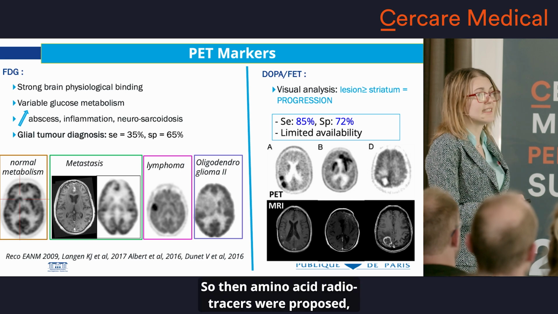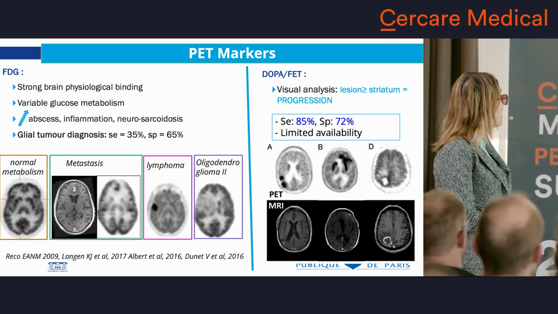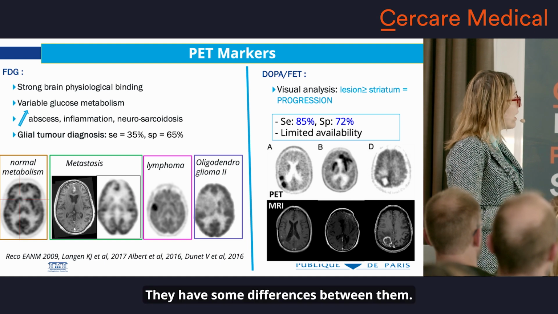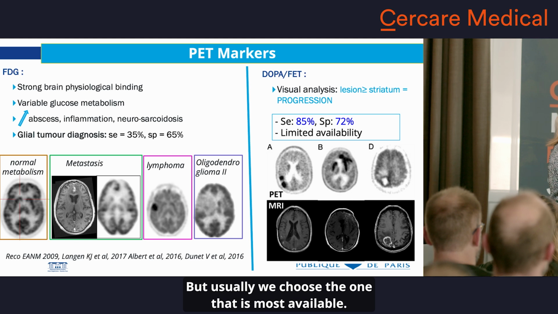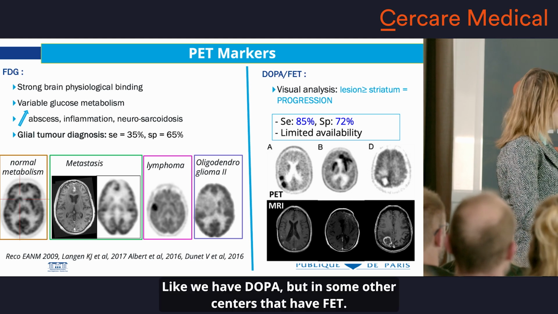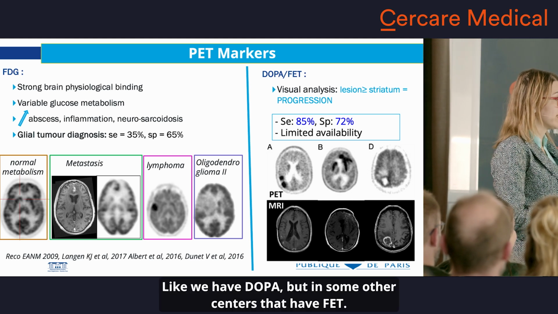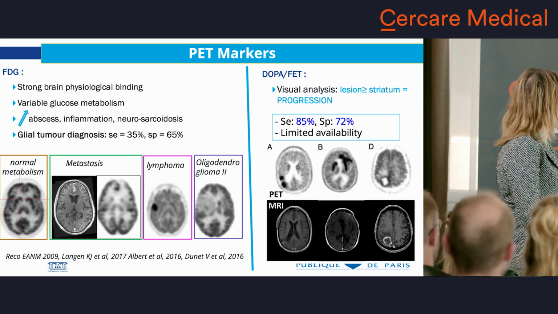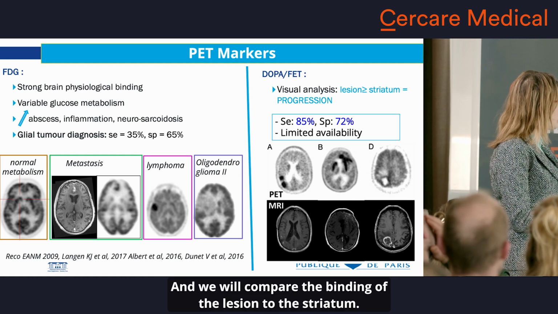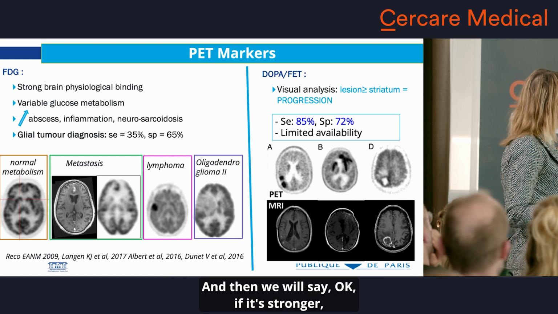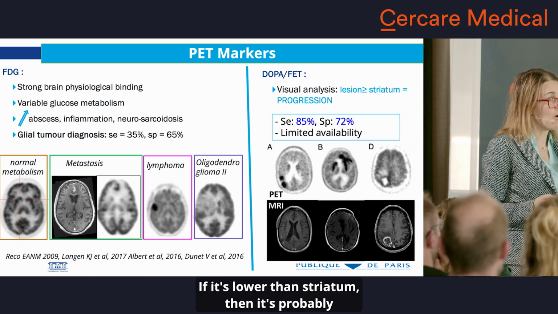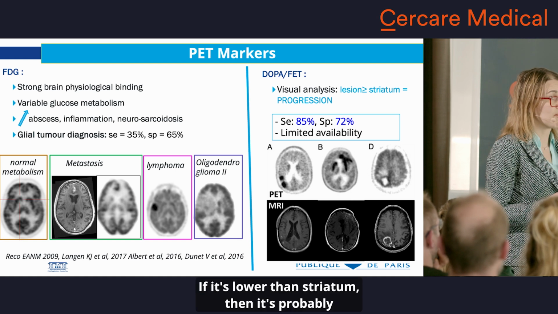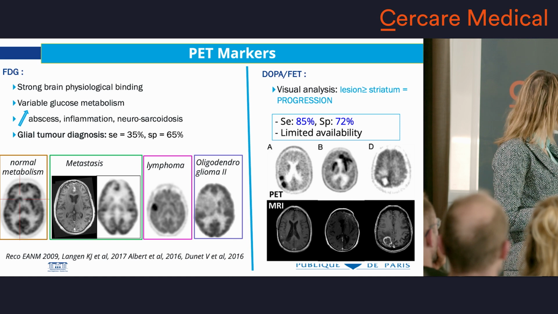So then amino acid tracers were proposed, like DOPA and FET. They have some differences between them, but usually we choose the one that is most available. Like we have DOPA, but in some other centers they have FET. And we will compare the uptake of the lesion to the striatum, and then we will say, okay, if it's stronger, then it's probably progression. If it's lower than striatum, then it's probably radionecrosis and there is no progression.